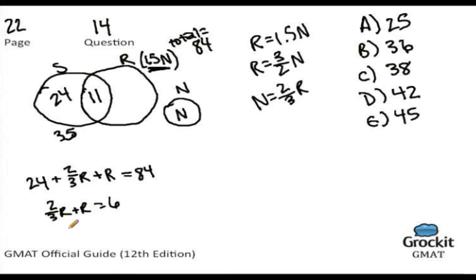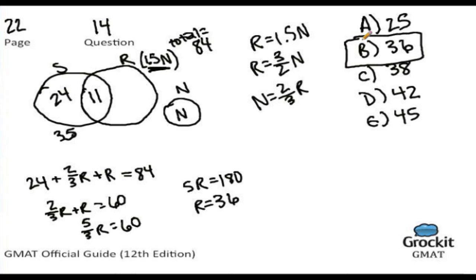We can add the two r's together. 2/3 r plus basically 3/3 r. A whole r is the same number, numerator and denominator. So 2/3 r plus 3/3 r, we end up with 5/3 r. Oops, that's a 60, not a 6. Equals 60. Multiply both sides times 3. 5r equals 180. And then divide both sides by 5. r equals 36, which is choice B.